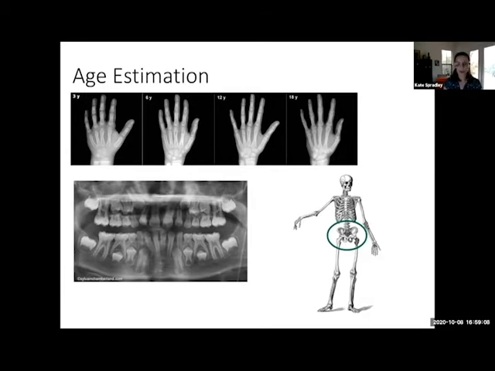And adults are harder because other factors can influence age estimation as well. For example, a manual laborer can have more degenerative changes than someone who is a non-laborer, even though they might be the same age. So we're looking at broader ranges for adults and narrower ranges for children.